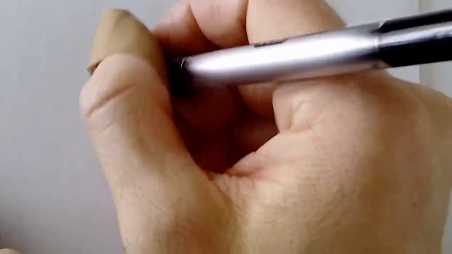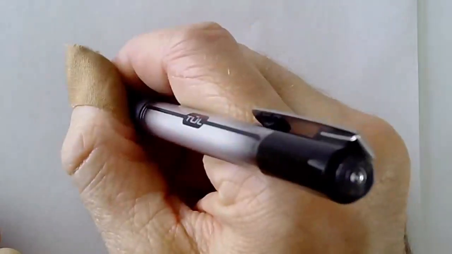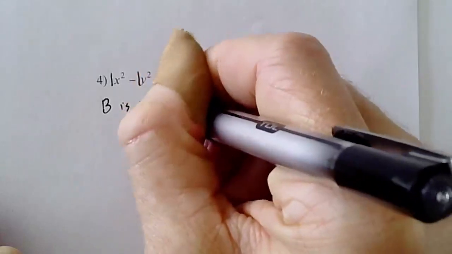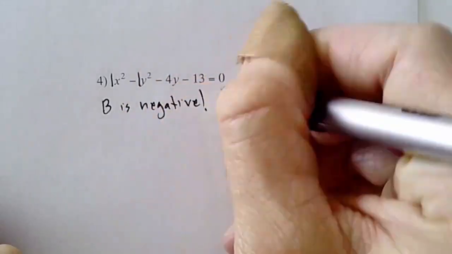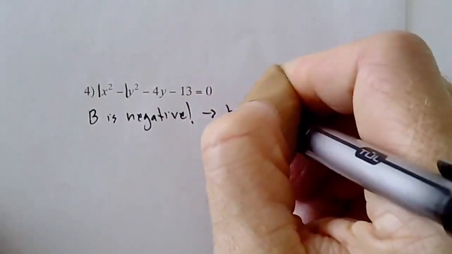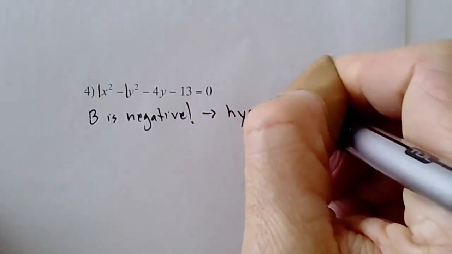So we're going to put, basically, B is negative. Therefore, we have a hyperbola. And that's the first part of our answer, just identify what we have.